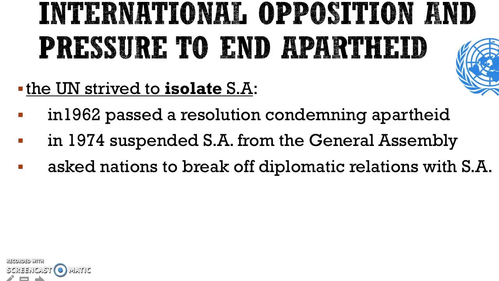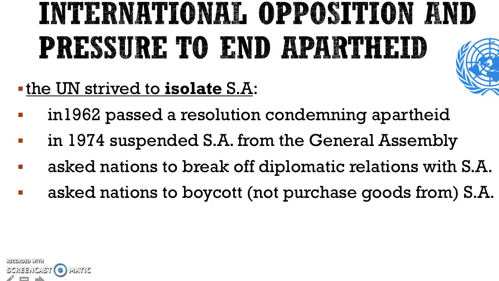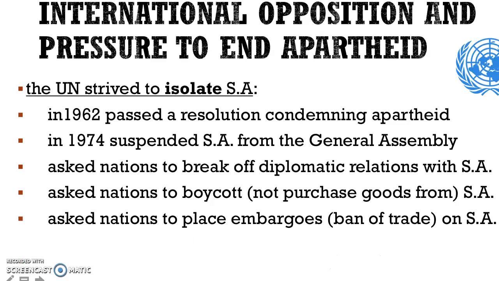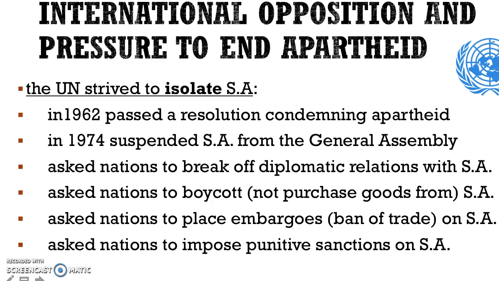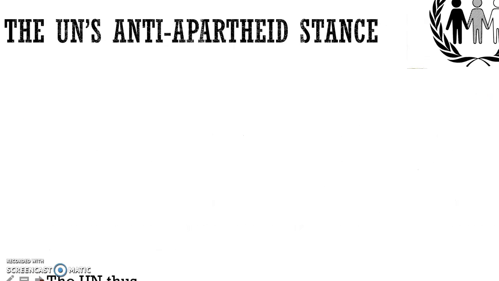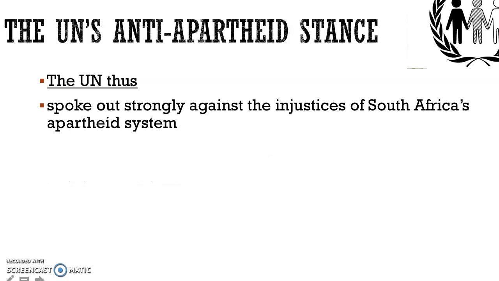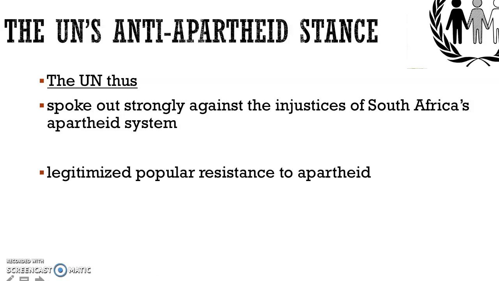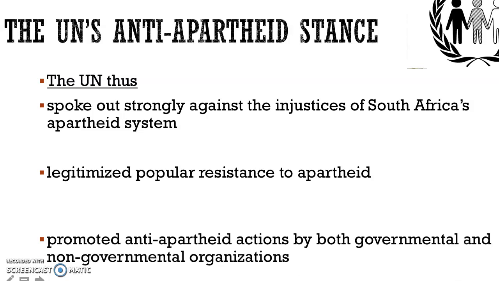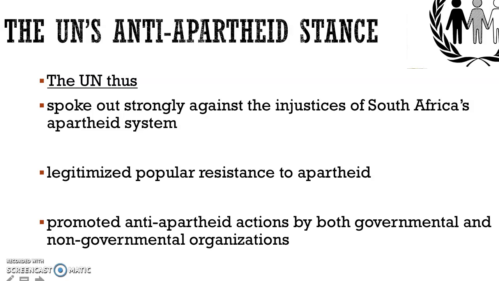It asked nations to break off diplomatic relations, basically to stop talking with South Africa. It asked nations to boycott, which is to say, to not purchase goods from South Africa. It asked nations to place embargoes, that is to say, banning trade, not selling things basically to South Africa. And it asked nations to impose punitive sanctions on South Africa. So the UN therefore spoke out strongly against the injustices of the South African apartheid system, and it legitimized popular resistance to apartheid. And it promoted anti-apartheid actions by both government and non-governmental organizations. So the United Nations played a critical role in opposing apartheid.